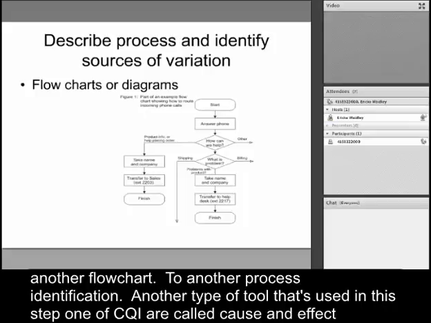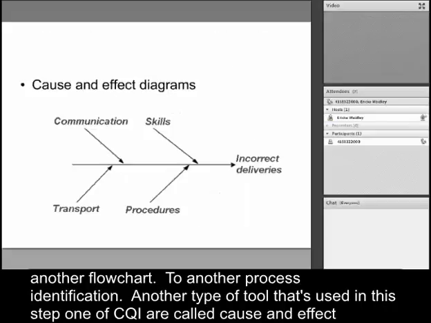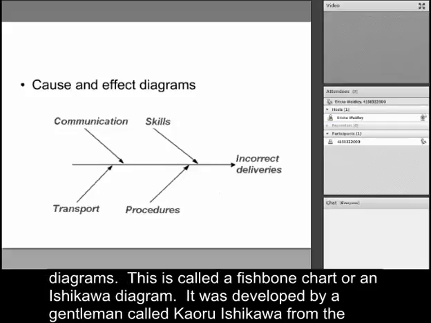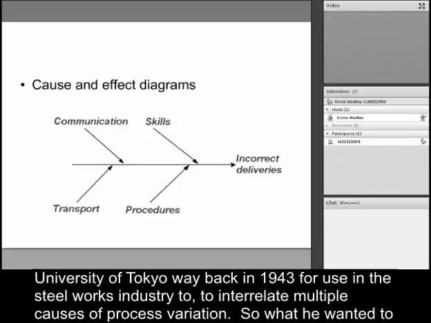Another type of tool that's used in this step 1 of CQI are called cause and effect diagrams. This is called a fishbone chart or an Ishikawa diagram. It was developed by a gentleman called Kaoru Ishikawa from the University of Tokyo way back in 1943 for use in the steelworks industry to interrelate multiple causes of process variation.